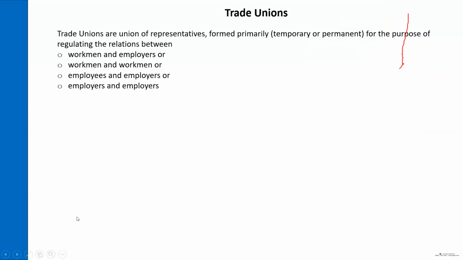Okay, ma'am. Trade unions. So what do you know about trade unions? What are trade unions? A union of people. So what do they do? They speak for the employees, for the workers, to the management, to the government, to the industry, to the topmost people in the industry.